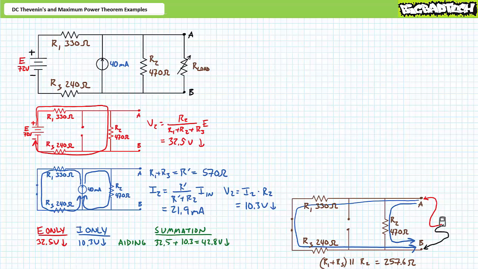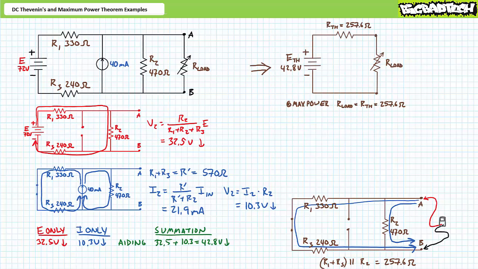By short-circuiting the voltage source and open-circuiting the current source, it's effectively replaced, leaving R1 and R3 perfectly in series with one another. The series combination of R1 and R3 is in parallel with R2. This presents a resistance of 257.6 ohms. This is the Thevenin's equivalent resistance, RTH. The Thevenin's equivalent circuit seen by the variable load resistor is therefore the series combination of ETH at 42.8 volts and RTH at 257.6 ohms in series with the variable load resistor, R load.